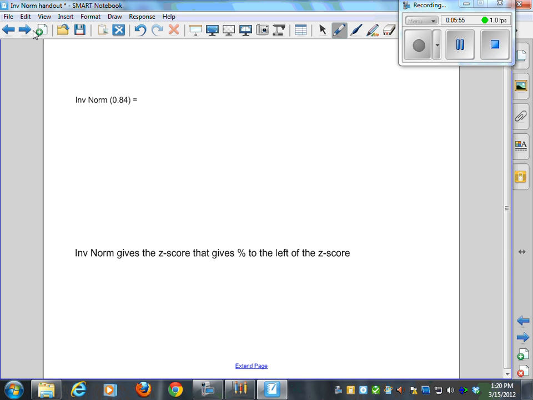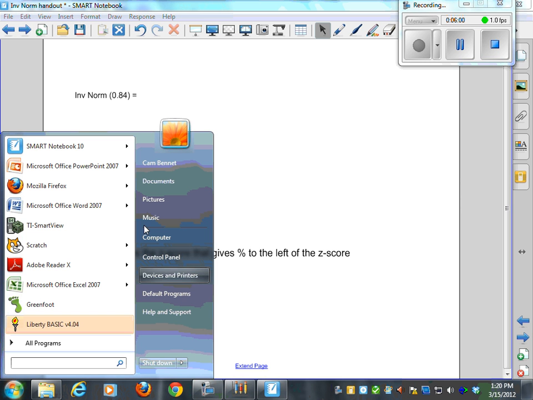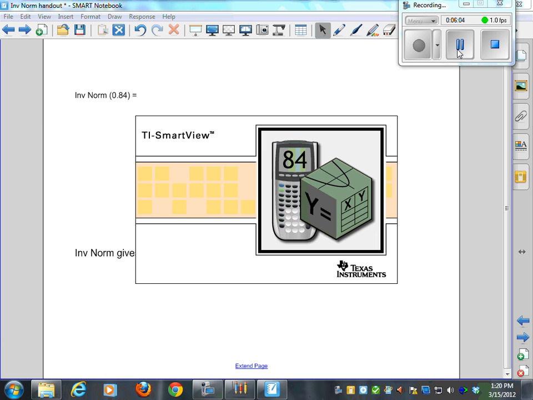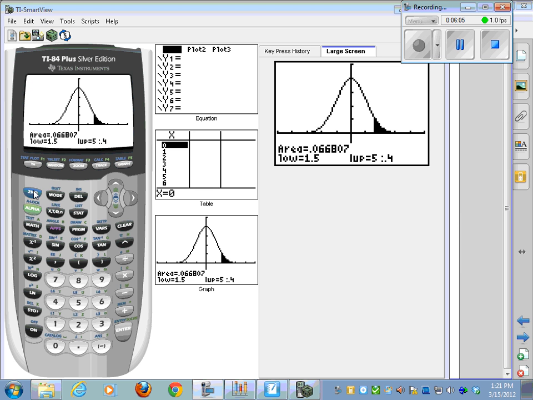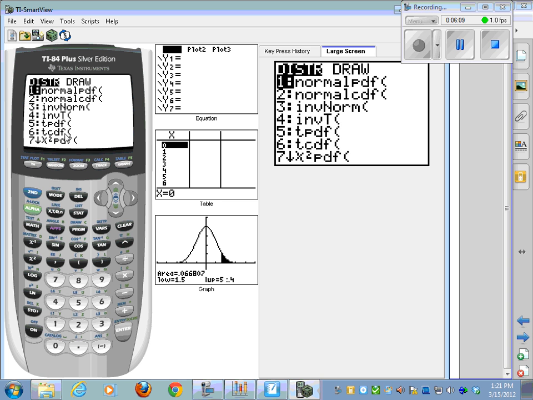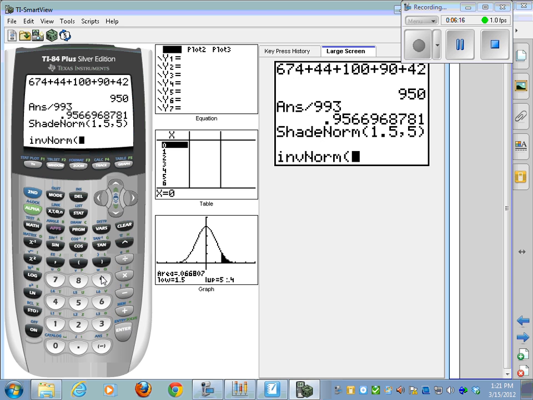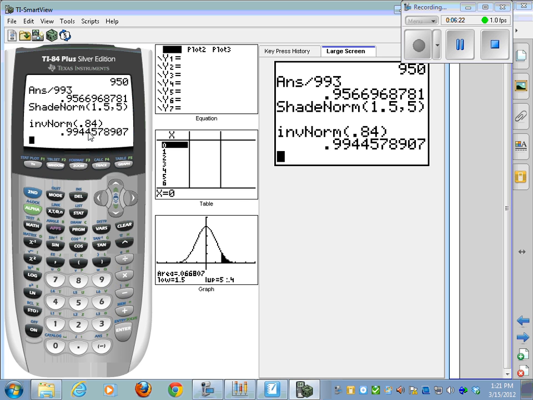Okay, so let's just try to figure out what invert norm does. Get your graphing calculator, and see if you can find invert norm and go invert norm 0.84. Invert norm is under second function, distribution. Make sure it's not invert t, it's the third one, invert norm, because it's a normal distribution. Invert norm 0.84 is 0.99.